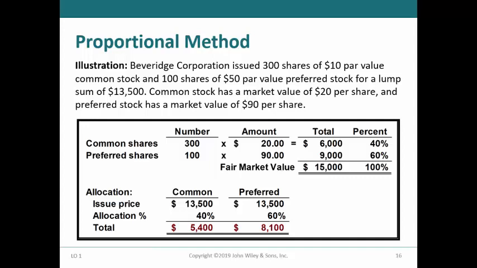To determine the amounts allocated to each of the securities, each of the percentages is multiplied by the lump sum of $13,500, and $5,400 is allocated to the common stock and $8,100 to the preferred.